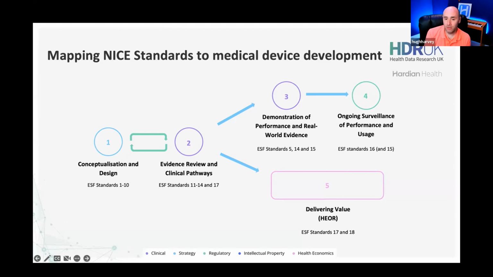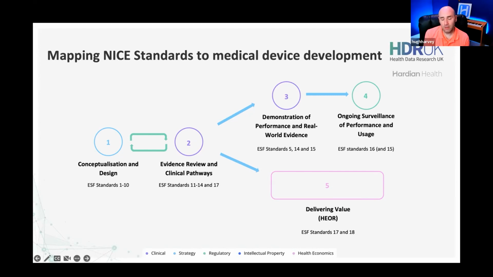Standards 5, 4, and 15 talk about performance and real-world evidence, as we mentioned. So performance can be in your pivotal clinical investigation, but also in your post-market clinical follow-up, which is covered by evidence standard 16 and partly in evidence standard 15, which is your ongoing surveillance. And then there are 2 standards relating to delivering value, which are explicitly called out. And we discussed those in our health economic webinar, which we conducted and will be available via video via the HDRU website after the course.